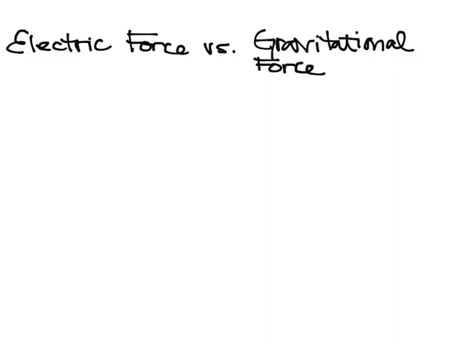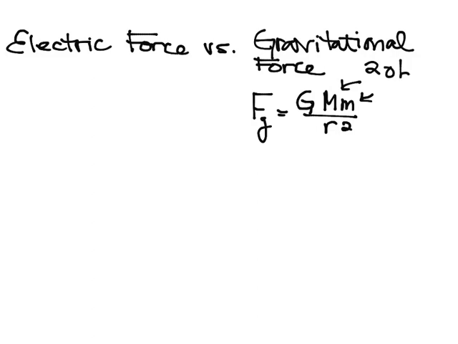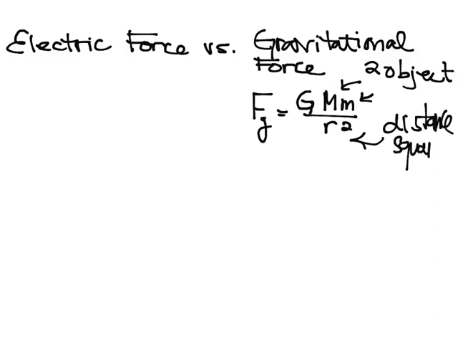Even if we compare the two equations, we know the equation for universal gravitational force is Fg equals capital G m1 m2 over r squared. These are the masses of the two different objects, so you need two objects, and in gravity they're always attracting each other, and it also depends on the distance squared. So the bigger the masses, the bigger the forces.